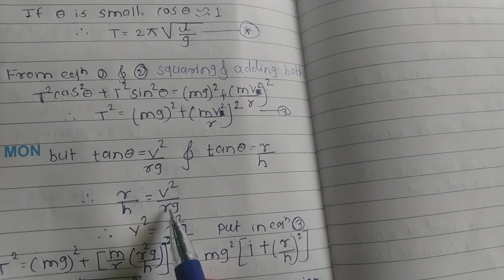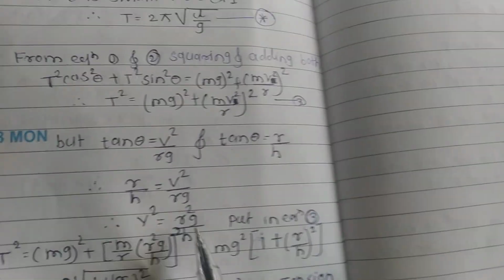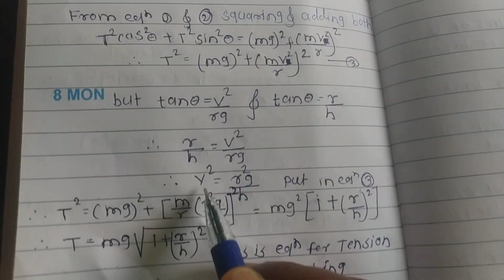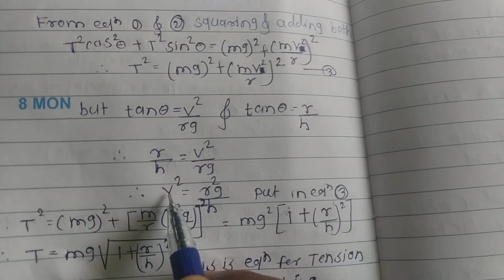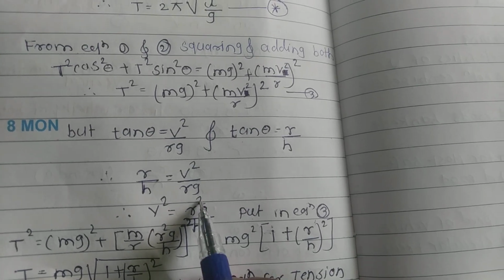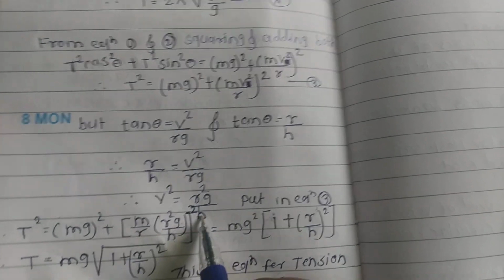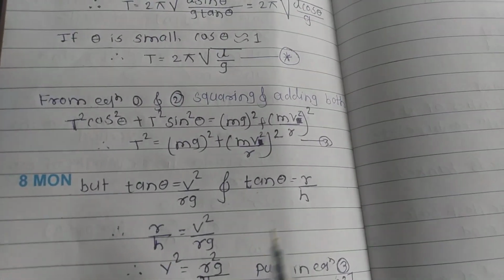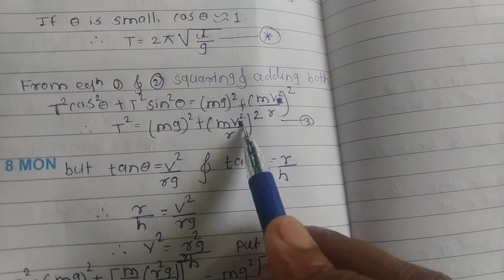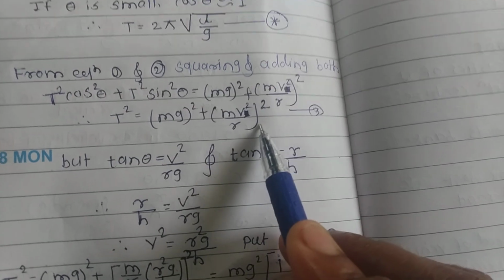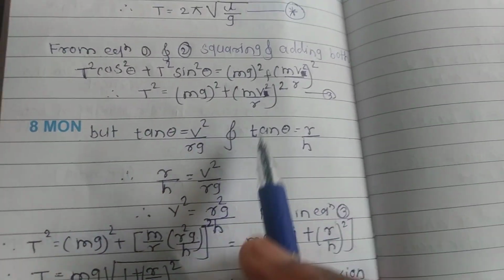So we have to put this value. From this we are getting the value of v square. V square is equal to r square into g divided by h. This value we have put in the third equation in place of v. Here first there is the square of v, afterward the bracket square. Very simple but it is very important.